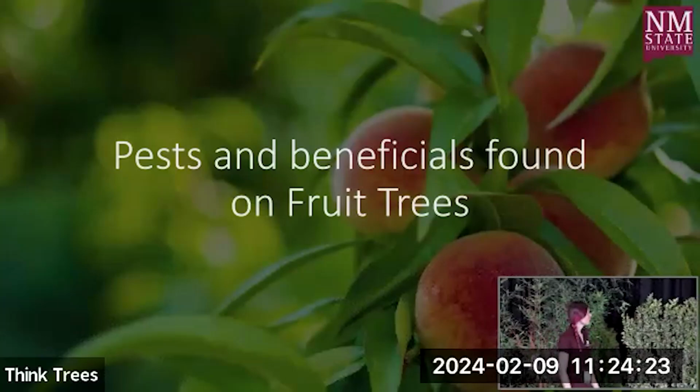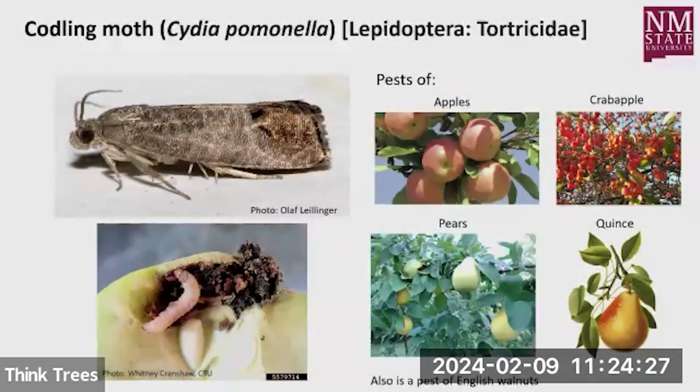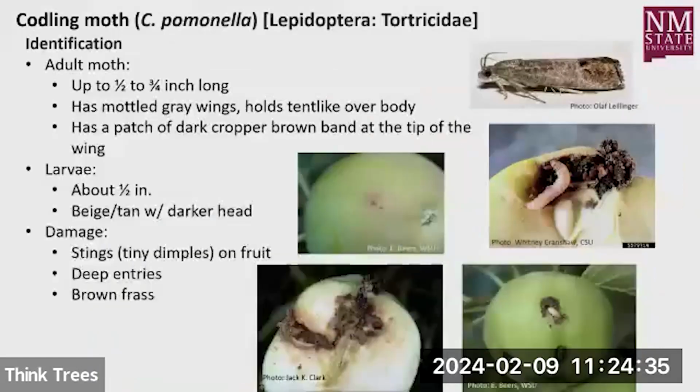All right, so now moving along to our fruit trees. One that I get a lot of questions about is the codling moth. These are pests of a variety of fruits like apples and pears. The adults are a drab looking moth, about half an inch. They have mottled wings, and they hold their wings like a tent over their body. The larvae are about half an inch long, beige to tan with a darkish head.